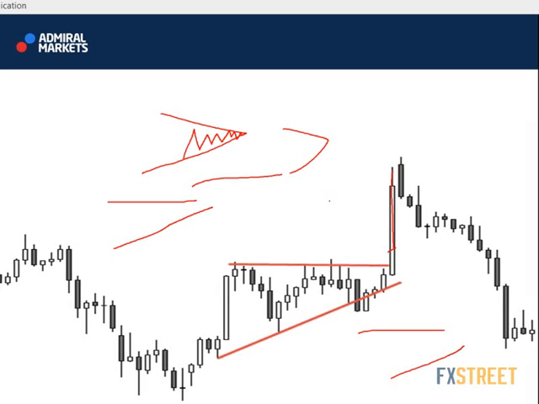But because this triangle does not have a vortex, then obviously the breakout can definitely happen earlier.